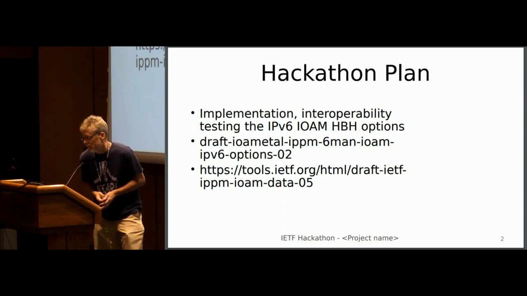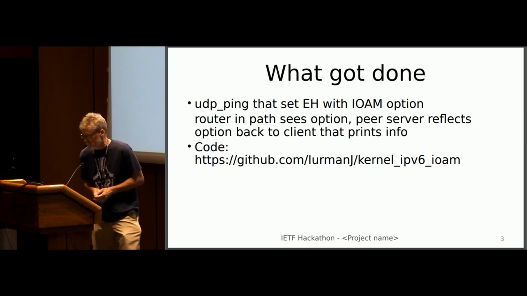So the goal we had today and yesterday was to implement something and show some interoperability. There's a couple of drafts on the IOAM. One is on the specific option, one is on the data format. And what we did, we brought up UDP ping, just a little program to do a UDP ping that sets the extension header and the IOAM option. And we had a client, server, and one router, and we were able to follow the path and have the information filled in.